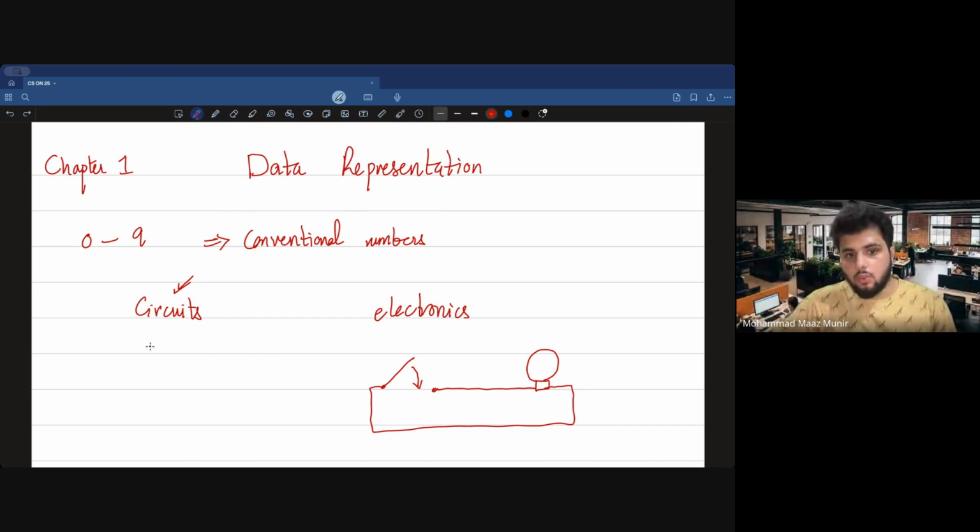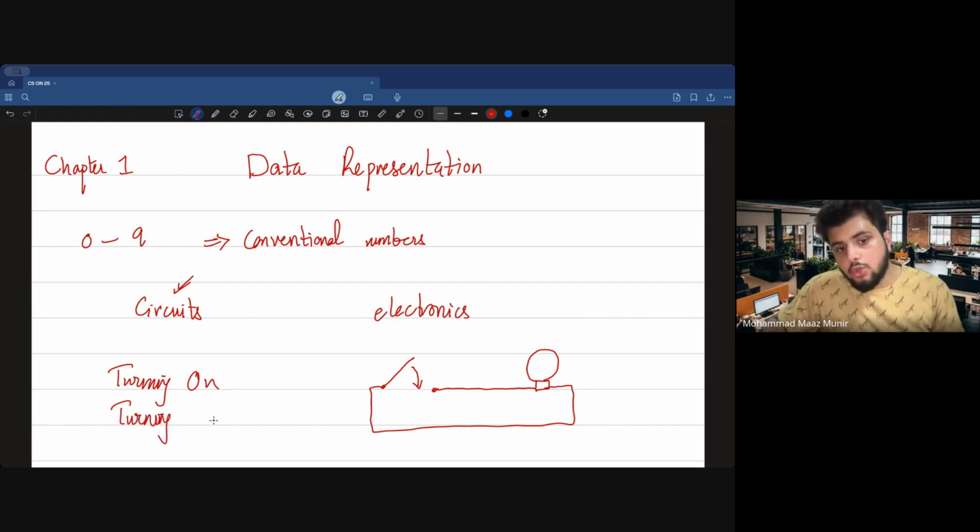You have two conditions. One is turning on, and the other is turning off. Now, the point with computers is that electronic devices or these circuits have only two states. You could either be turned on or you could be turned off. There is no third state in between where you can do something else. So either you need to turn on something or you need to turn off something. In terms of computers, when you want to turn on something, it is denoted by 1. And when you want to turn off something, you say 0.